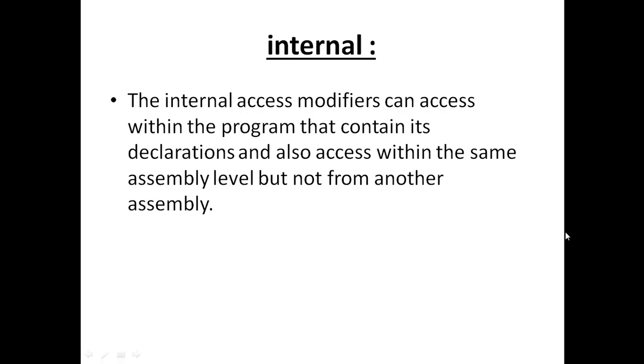The next is internal. The internal access modifier can be accessed within the program that contains its declaration and also within the same assembly level, but not from another assembly level. It is similar to the public access specifier.